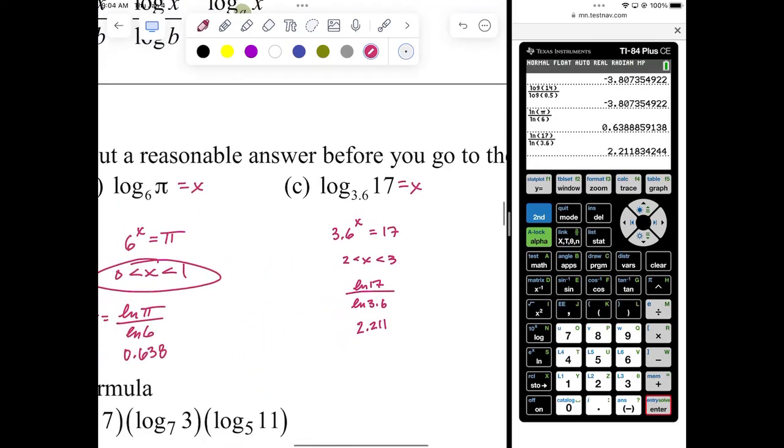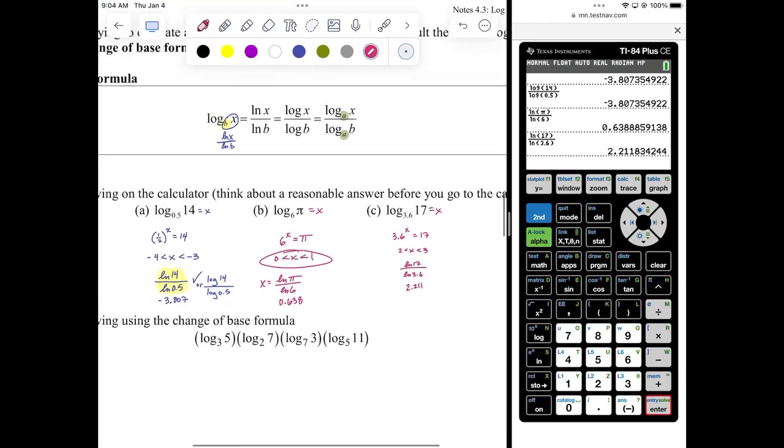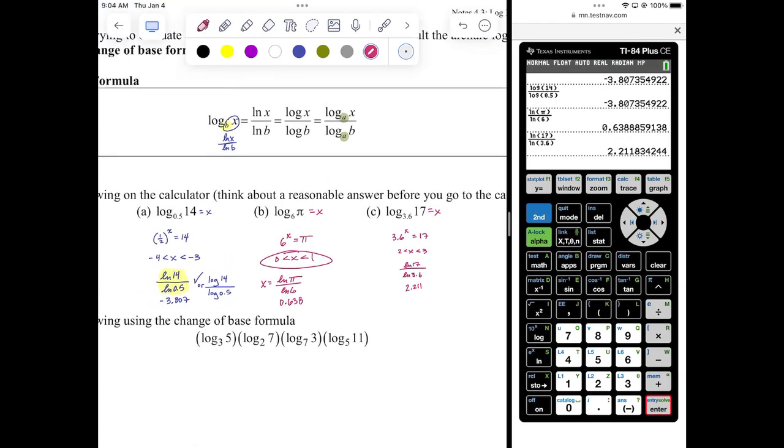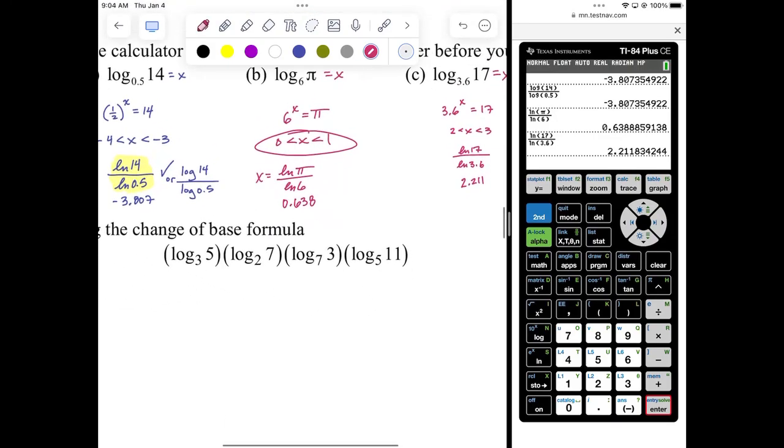So pretty handy, right? Pretty handy, this change of base formula. So you can evaluate logs now in your calculator of any base that you want using the change of base formula. All right, here's another application of the change of base formula.